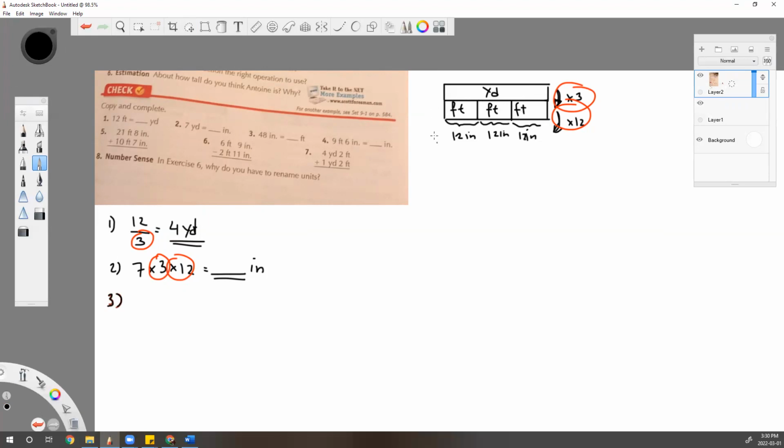Go up, right? Go up by 12. So 48, you divide by 12, or you can put it over. So it has to be 4 feet. Okay.